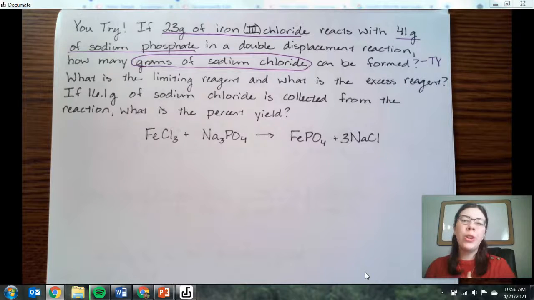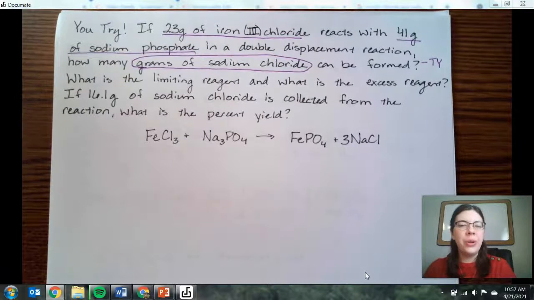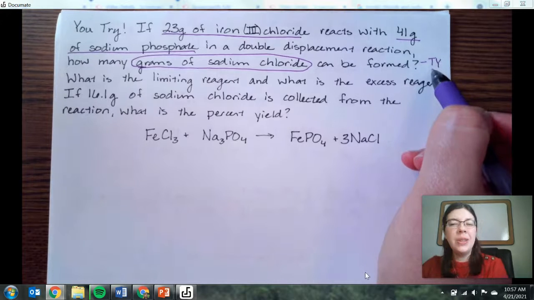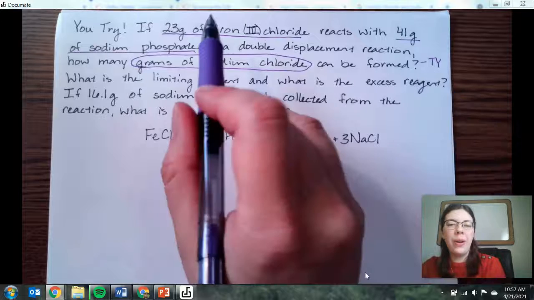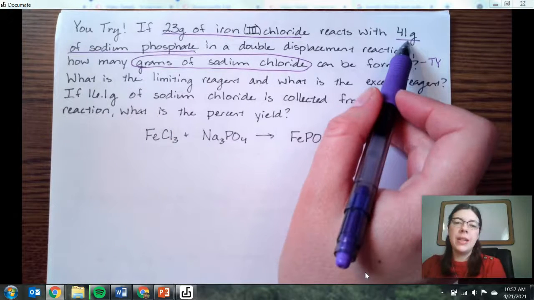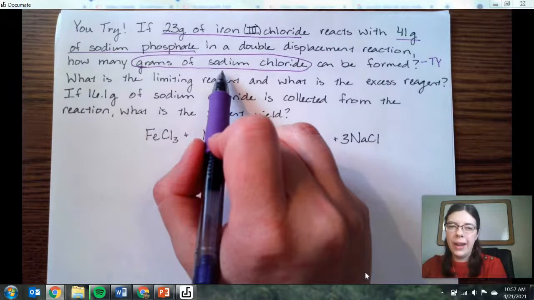Okay, so now I have a problem for you to try on your own. If 23 grams of iron 3 chloride, so make sure you have that 3 there, chloride, reacts with 41 grams of sodium phosphate in a double displacement reaction, how many grams of sodium chloride can be formed? So that part there is asking for the theoretical yield. So in this case, we can do 2 different stoichiometry problems. The first one, you start with the 23 grams of iron 3 chloride. The second one, you start with 41 grams of sodium phosphate. And in both cases, you're going to grams of sodium chloride.